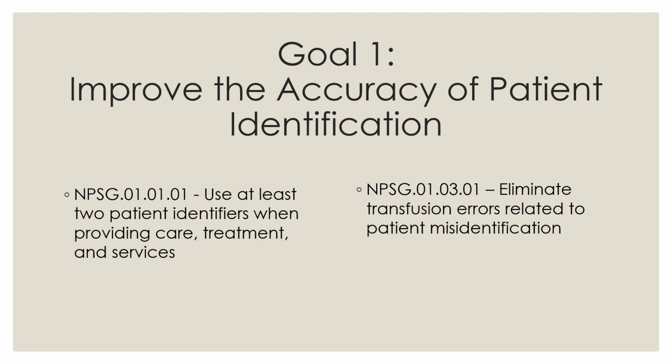We will first take a look at Goal 1, improving the accuracy of patient identification. You will see that there are two components listed under this goal. The first is to use at least 2 patient identifiers when providing care, treatment, and services.